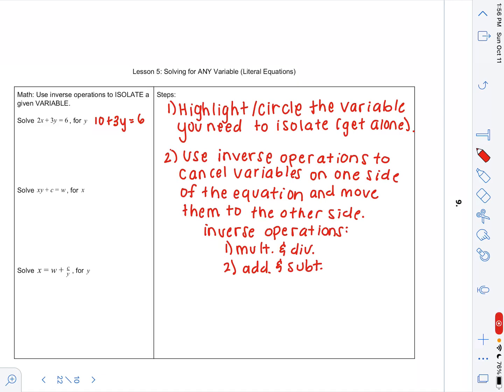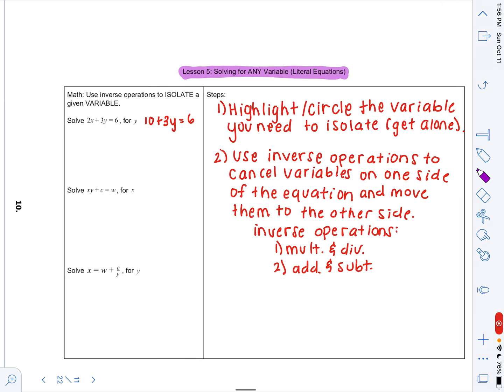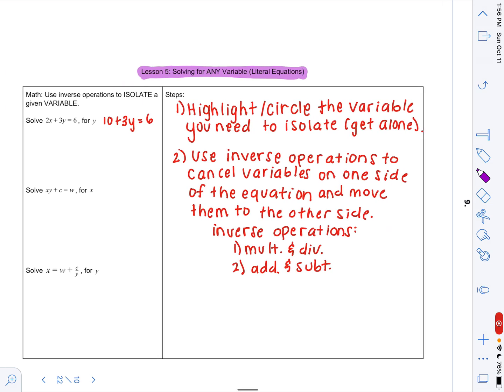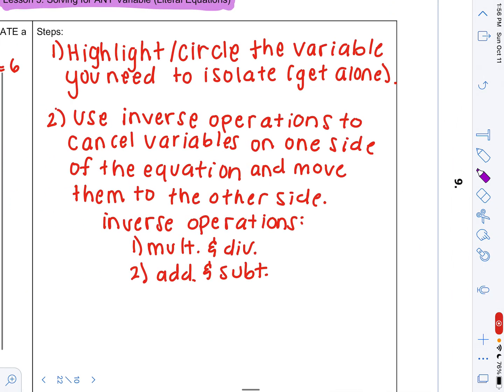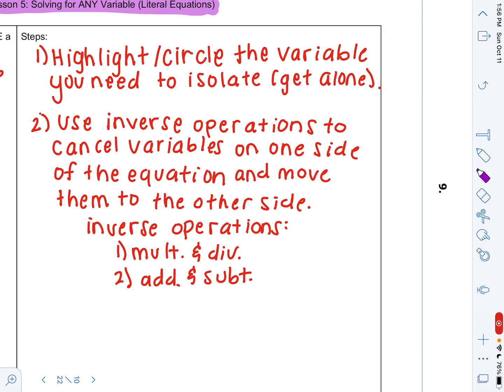Today we're going to do lesson 5, which is solving for any variable. This is called literal equations, okay? And this is on page 10 of your packet. So let's talk about the steps first. We're going to kind of work on the right side first before we go to the left side.